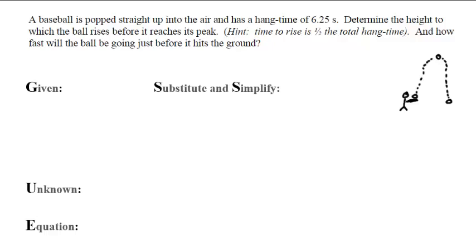A baseball is popped straight up into the air and has a hang time of 6.25 seconds. Determine the height to which the ball rises before it reaches its peak. And I've given you a hint. The time to rise is 1/2 the total hang time. Now, there's two questions here. The first one is the height.